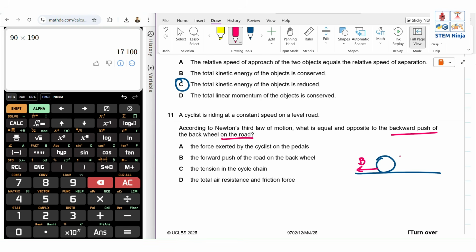So first off, we need to see which one is acting on the wheel. So there will be a forward push on the wheel. Let's call it this forward push on the wheel. So force exerted by the cyclist on the pedals, no. Forward push of the road on the back wheel, yes, exactly. That's exactly what we were talking about.